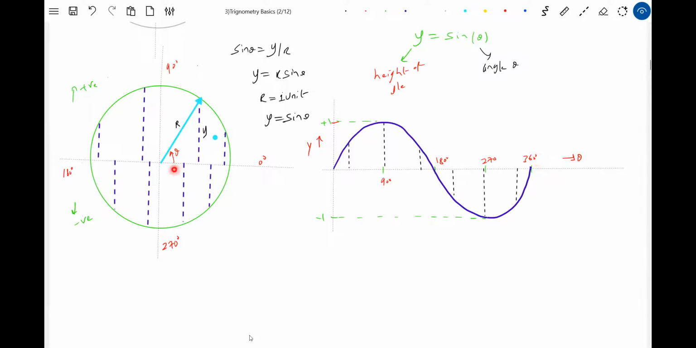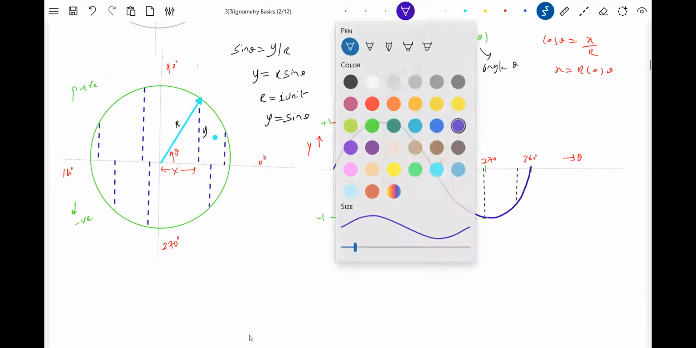Now, similarly, I'm interested in the base of the triangle. Let's see how the base of the triangle will vary. To get the base of the triangle, let me indicate this distance as x. I think this was the base of the triangle, no? So here, how do we define cos theta? x by r. x equals r cos theta. This x will now become the base of the triangle.